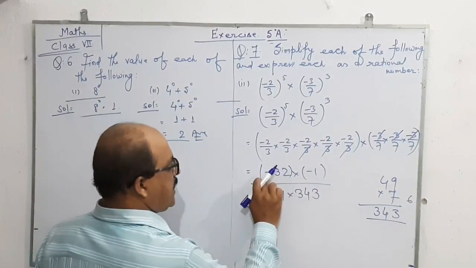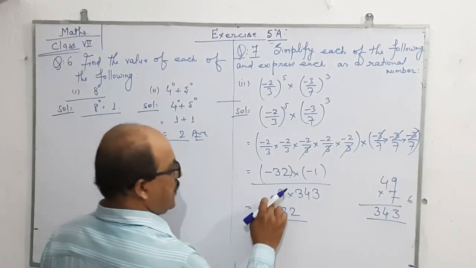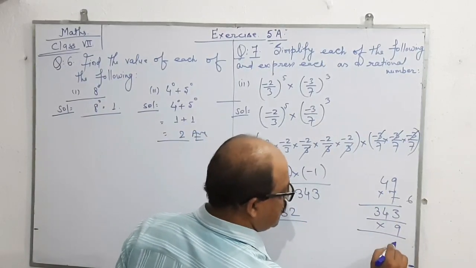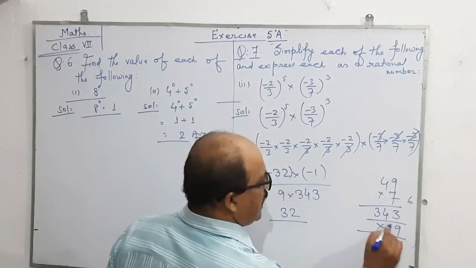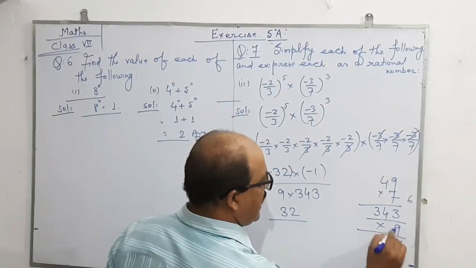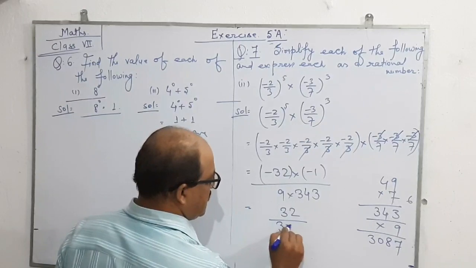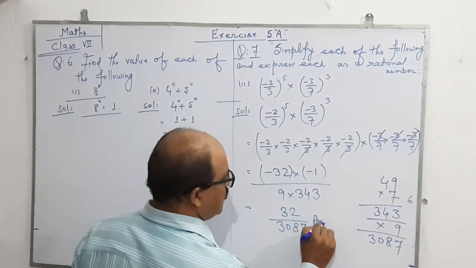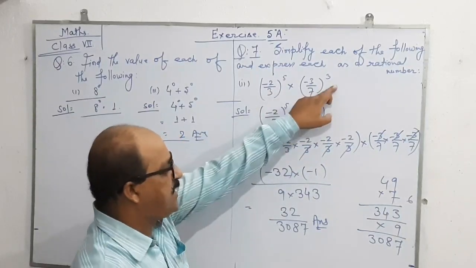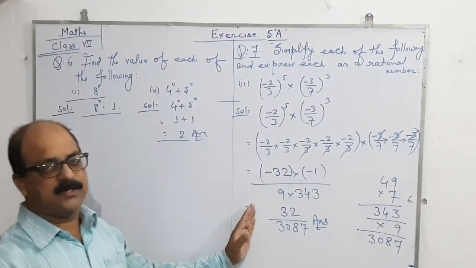32 into minus 1 is equal to minus 32, and when you multiply it by 9, 9 threes are 27, 9 fours are 36 plus 2 is 38, carry 3, 9 threes are 27 plus 3, 30. Your answer is 3087, in the form of a rational number. When we simplify it, we get this number, and this is the answer of this question.